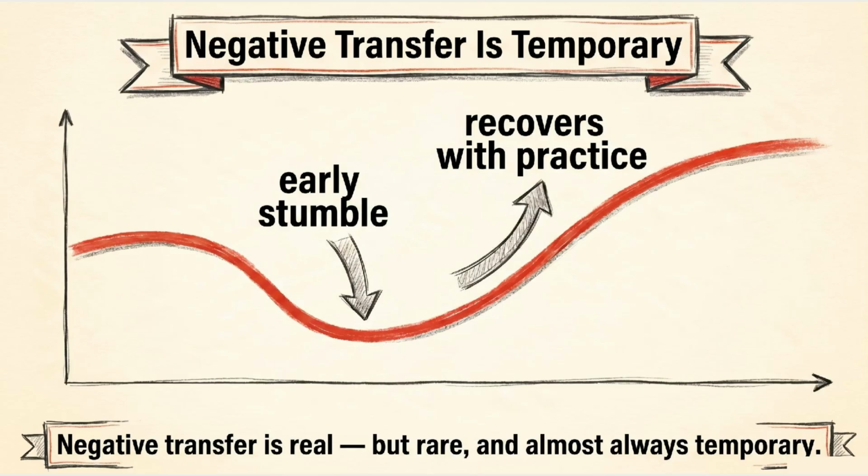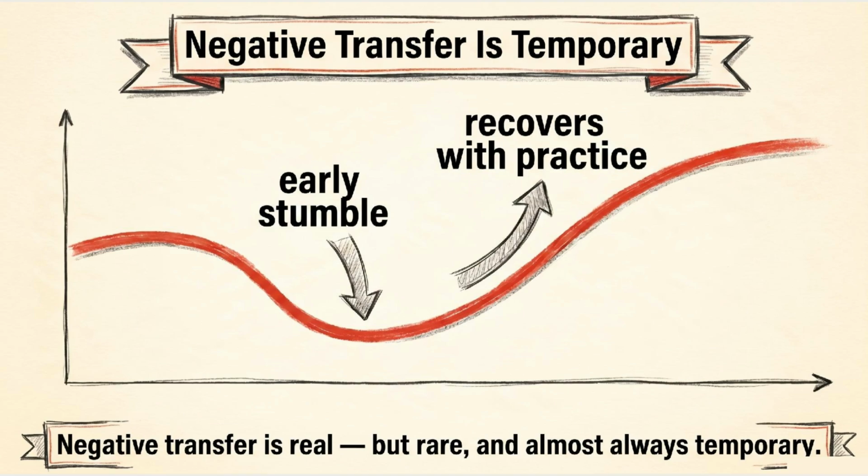And here's the genuinely reassuring part, so nobody panics the moment they hit it. Negative transfer is real, but it is rare, and it is almost always temporary. It bites mainly in the early stage of learning, and then fades steadily with practice. You'll see it most clearly when someone has to unlearn an old way of doing something.